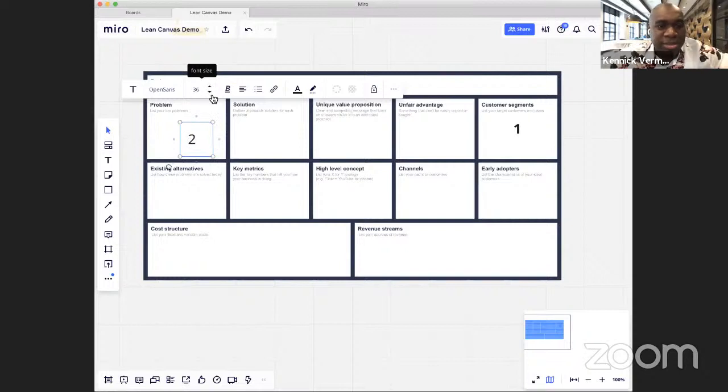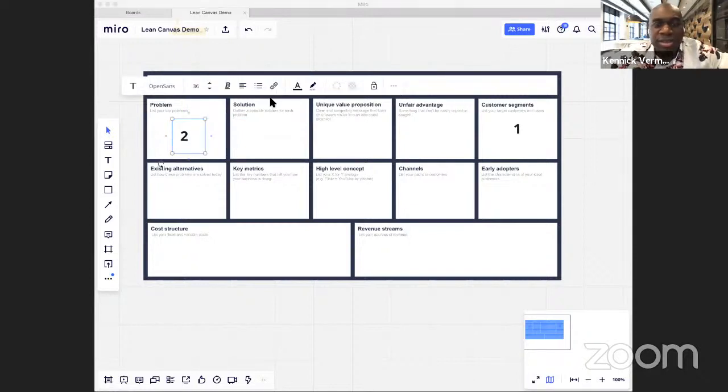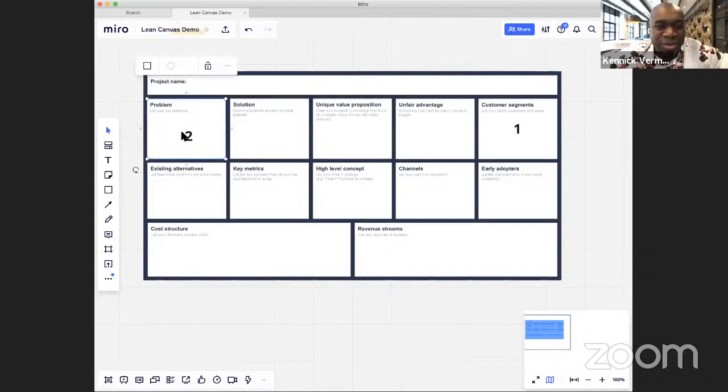Also, side note, I did not create the lean canvas. The person who did create the lean canvas is Ash Maurya. So I am not taking any credit for this, but it is something that we definitely use at Vermilion Sky to, again, build products and services that people love to use.